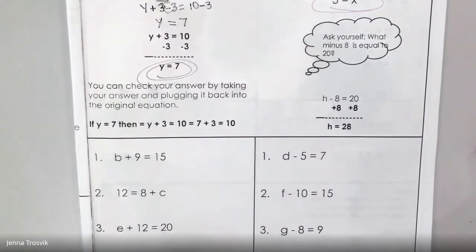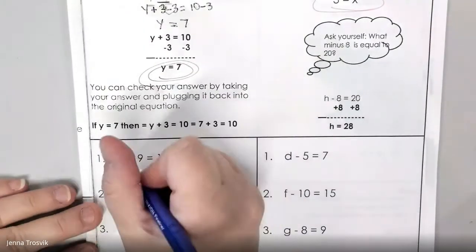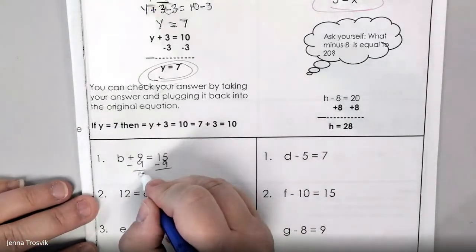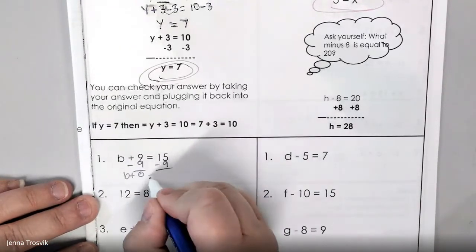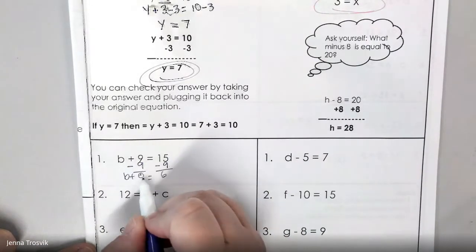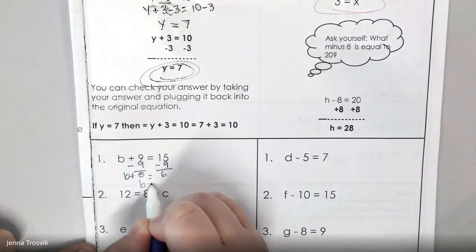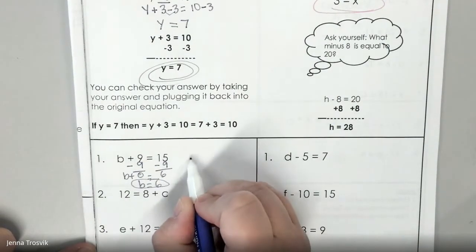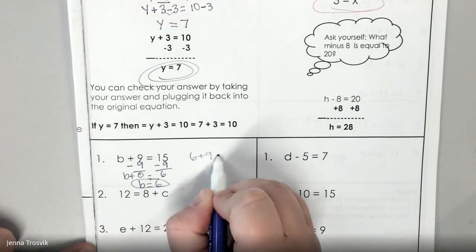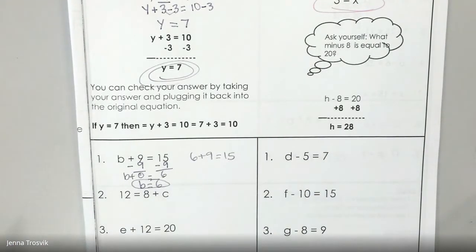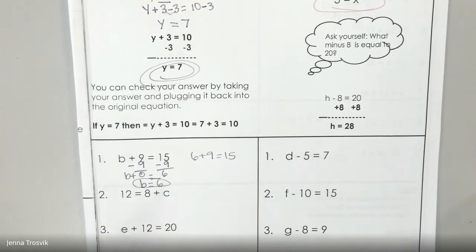B plus 9 equals 15. The opposite of add would be subtract. So I'm going to take 9 away from both sides. This is going to leave me with b plus 0 equals 15 take away 9, which is 6. Now, anything plus 0 is just that letter. B equals 6. If we go back and check our answer, 6 plus 9 does equal 15. So I did my equation correctly. Make sure you circle what b equals.